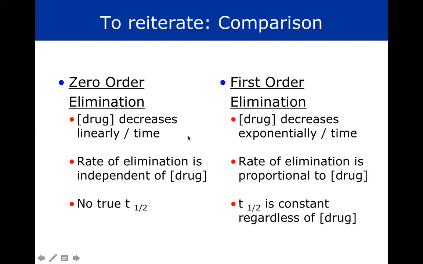Other comparisons between zero- and first-order kinetics. In zero-order kinetics, the drug decreases linearly per unit time; here, exponentially per unit time. The rate of elimination is independent of the drug concentration. Here the rate of elimination is proportional to the drug. There is no true half-life in zero-order, while here the half-life is constant regardless of the drug concentration.